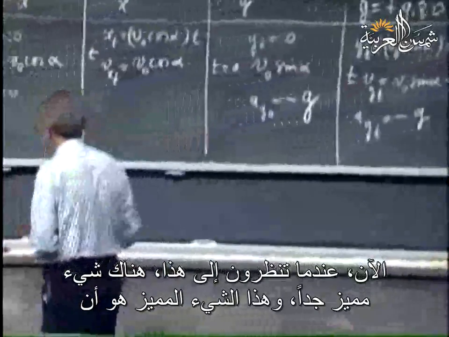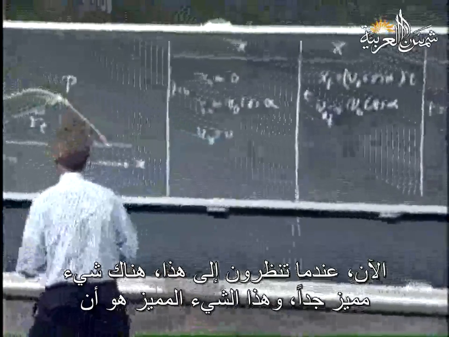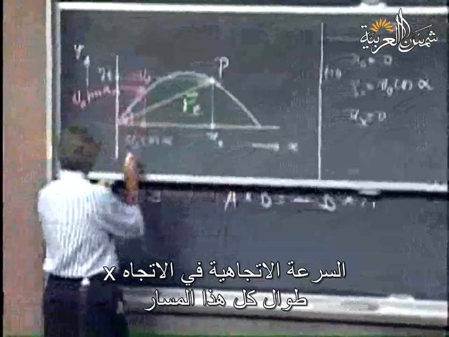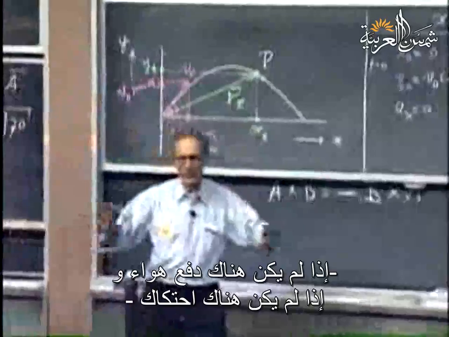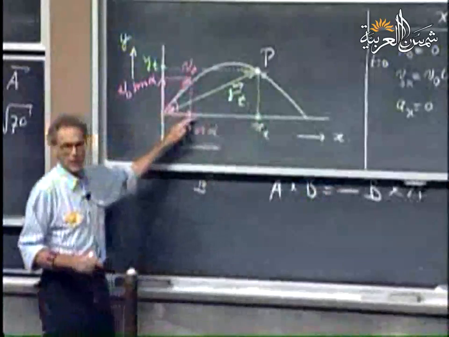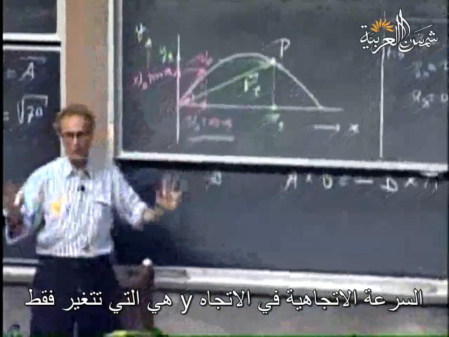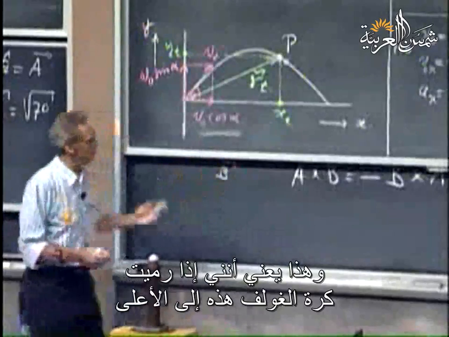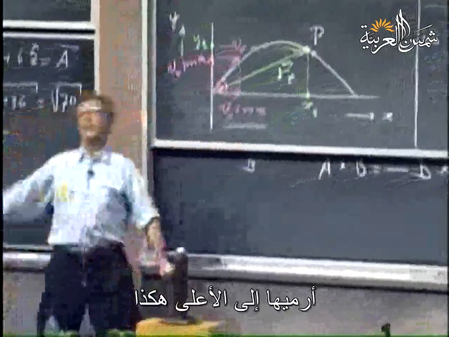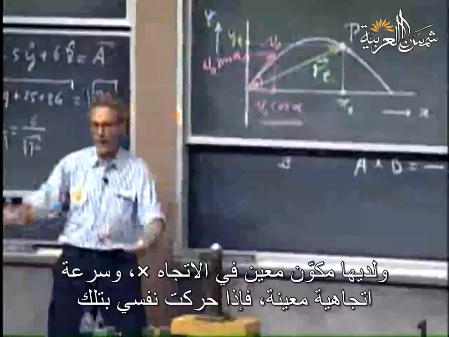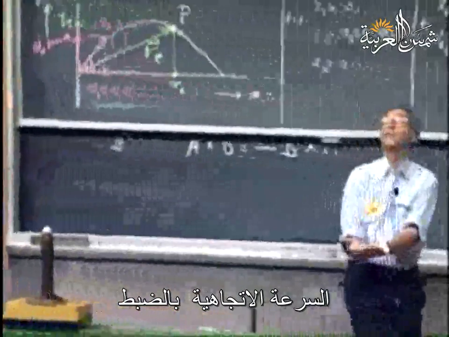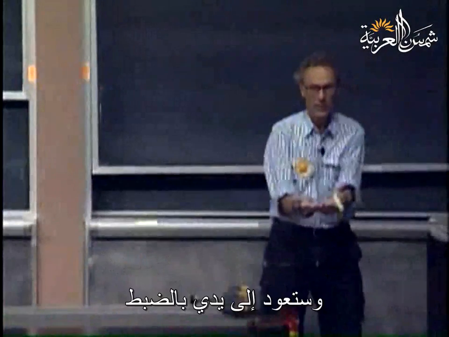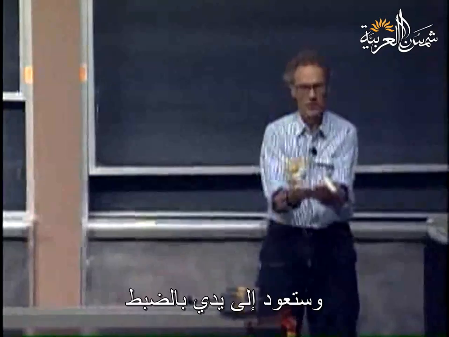Now when you look at this, there is something quite remarkable. The remarkable thing is that the velocity in the x direction throughout this whole trajectory, if there is no air drag, if there is no friction, is not changing. It's only the velocity in the y direction that is changing. It means if I throw up this golf ball, and it has a certain component in the x direction, a certain velocity, if I move myself with exactly that same horizontal velocity, I could catch the ball here. It would have to come back exactly in my hands.